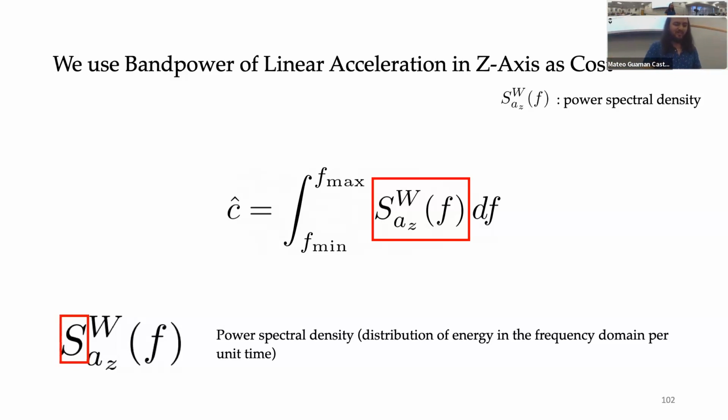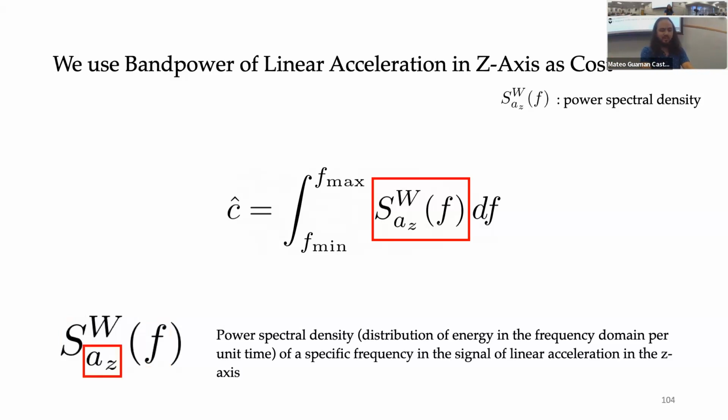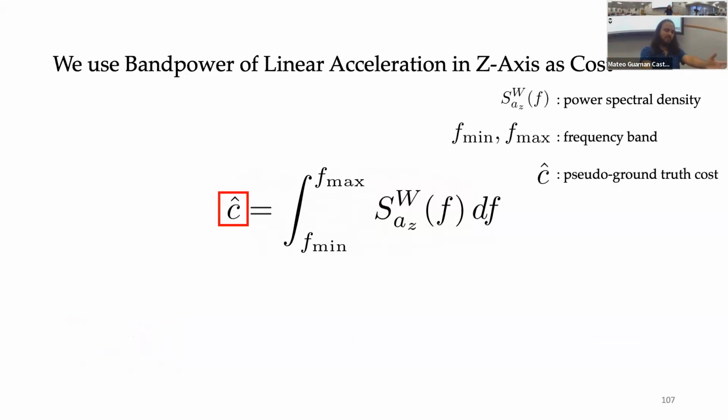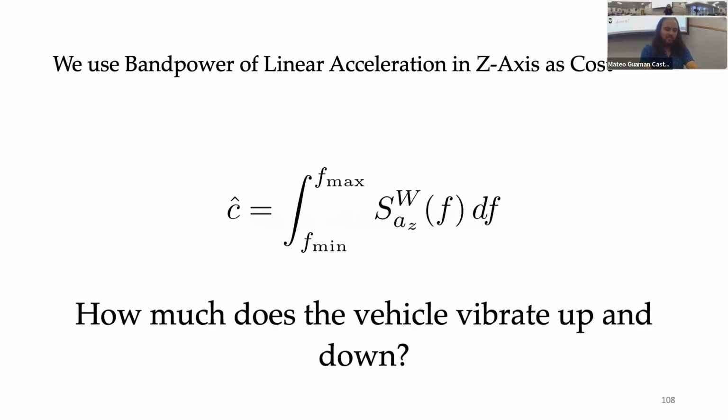There are some other nuances, but in the interest of time, I won't go into them. This is of a specific frequency in the linear acceleration z-axis using a method called Welch's method. We have the bounds of integration, so we have some frequencies that we integrate over to find this cost. That's how we're able to get this pseudo ground truth cost. As you saw earlier, the IMU encodes all this information if you look at it in the time domain, but we wanted to do something a bit more robust in the frequency domain. Again, the summary of this cost is just how much a vehicle vibrates up and down.